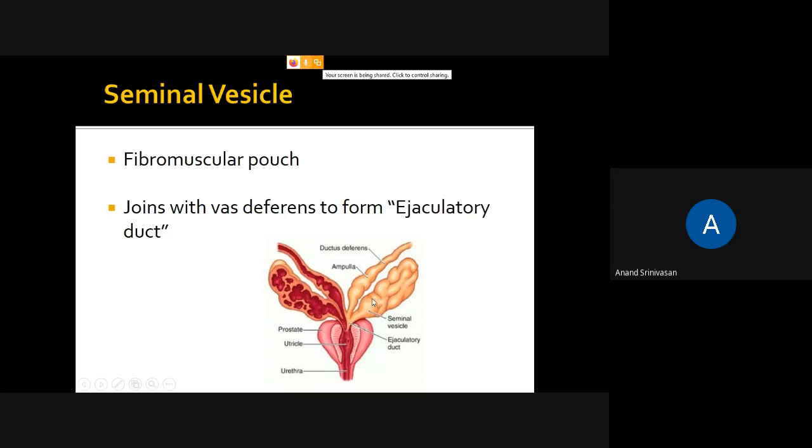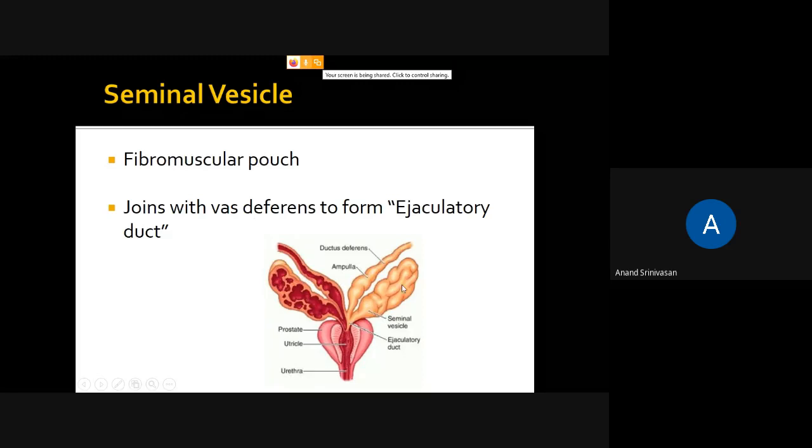The semen comes from the seminal vesicle, and the sperm comes through the vas deferens, and then they enter into the prostatic urethra. Then it goes through the membranous urethra and penile urethra, to get deposited into the female genital tract. So this is the seminal vesicle.